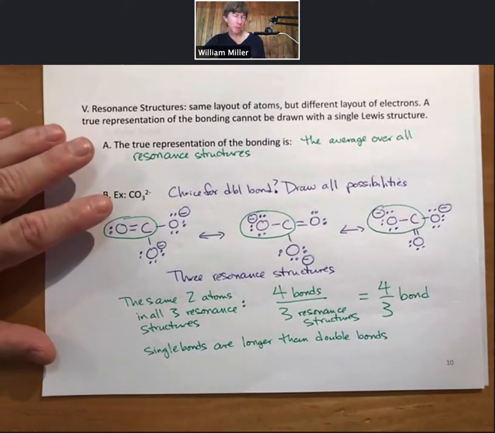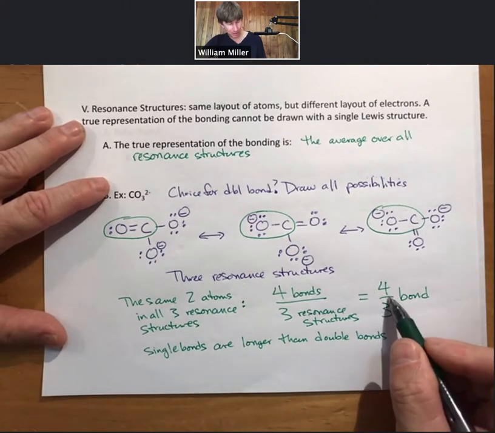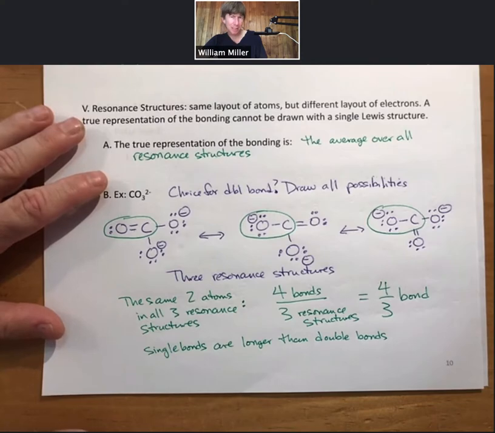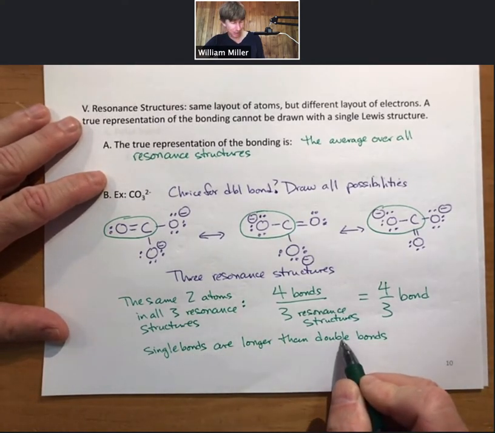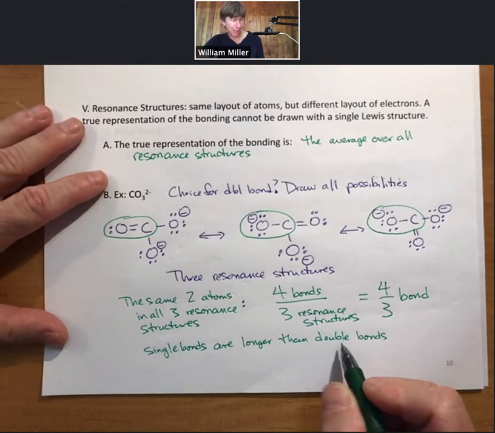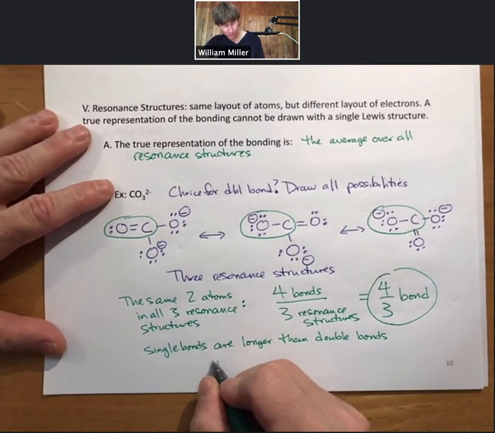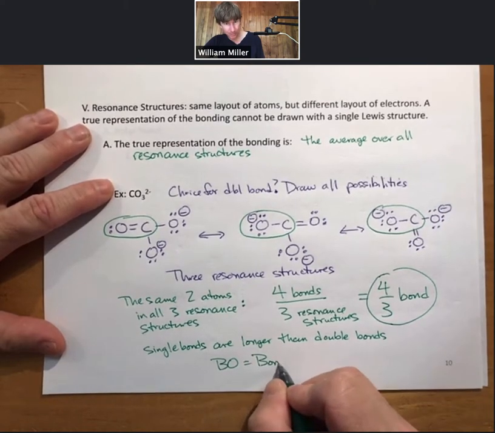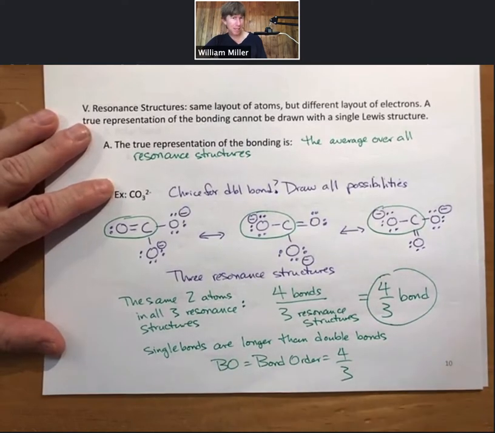Which are longer than triple bonds, but we'll leave that out. If we then look at the bond length for carbon-oxygen here, the carbon-oxygen bond length would be somewhere between the bond length for a single and the bond length for a double bond. In fact, that's where we're going to call this a four-thirds bond. Another word we'll use is that the BO, or bond order, is four-thirds.